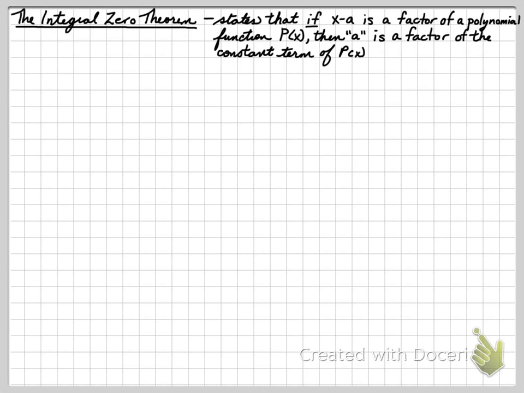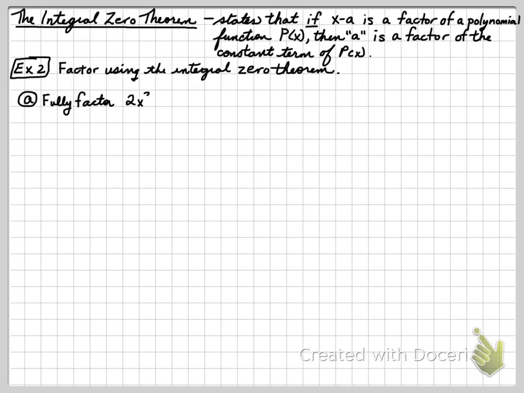The integral zero theorem states that if x minus a is a factor of our polynomial function, then a is a factor of the constant term of our polynomial. That has implications to help us. We're going to factor this polynomial using the zero theorem: 2x cubed minus 5x squared minus 4x plus 3. We look at the constant term 3. If we test the factors of 3, we will see if it's factorable by any of those.